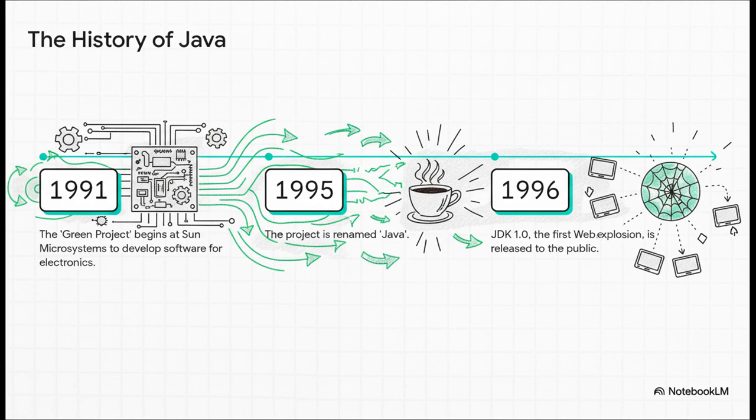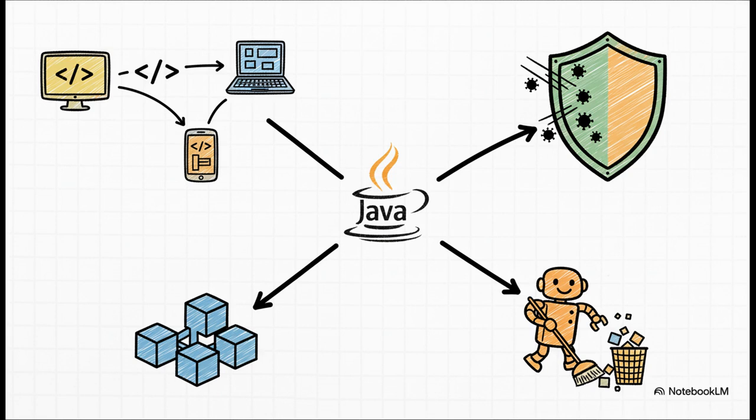And when the first real version was released to the public in 1996, well, the timing couldn't have been more perfect. It landed right at the beginning of the World Wide Web explosion, and it just took the entire development world by storm. So why did Java get so huge? Well, it came down to a few things. First, it was built from the ground up on these object-oriented principles we've been talking about. It was also designed to be really secure, which was perfect for the internet.